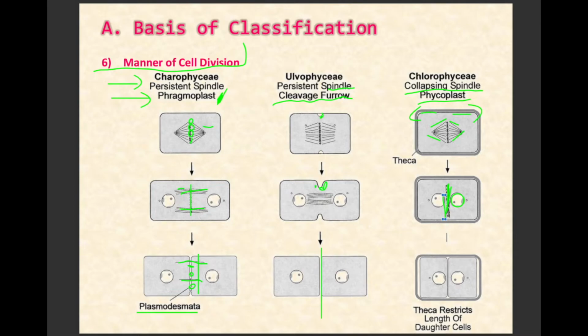So pag na-sense ng cell na nagbabalikan na yung nucleus, nagbabanggaan na sila, magpo-produce siya ng mga phycoplast, ng mga spindle fiber na perpendicular to the cell. Yeah, perpendicular to the cell. And eventually, it will form the phycoplast and it will divide the cell.